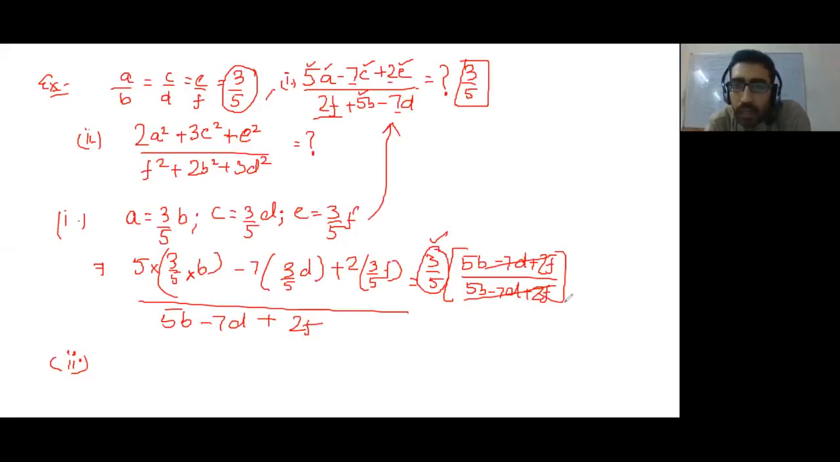The reason I said this is 3 by 5 is because you can cancel 5b minus 7b 2f in the numerator as well as the denominator. They're the same quantities, and therefore you can cancel them out. That is based on the assumption that your denominator is not equal to 0, and thus your numerator is not equal to 0. If your numerator comes out to be 0, your denominator will also be. So that is an assumption we make without a shadow of doubt.